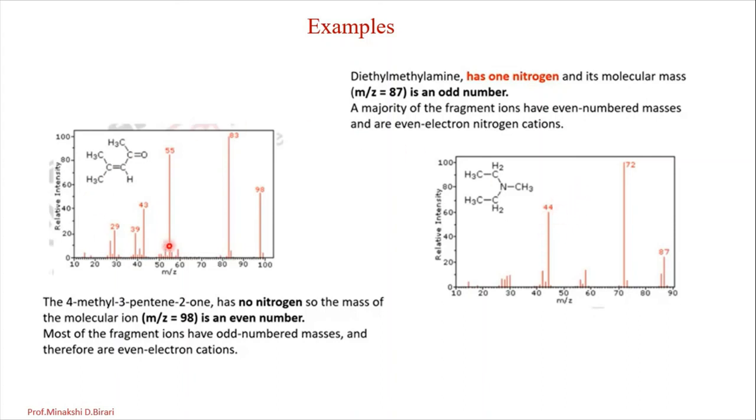In the other example, 4-methyl-3-penten-2-one has no nitrogen. The molecular ion is observed at M by Z 98, which is an even number. Most of the fragment ions have odd numbered masses and therefore are even electron cations. So these two examples, the mass spectra of diethyl methylamine and 4-methyl-3-penten-2-one, we have already studied in detail.